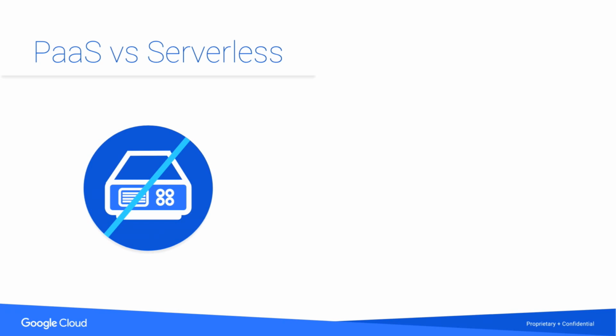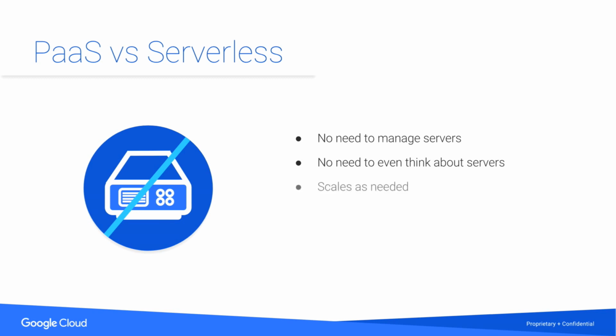So how does Platform as a Service compare to what we think about as serverless? Well, it checks a few boxes, right? We don't have to manage the servers directly. We don't even really have to think about those servers. It automatically scales as we need. There's no upfront provisioning required. And the app itself is stateless or ephemeral, which is very important, right? Because if you want to be able to scale to 0, that application shouldn't have to hold state.